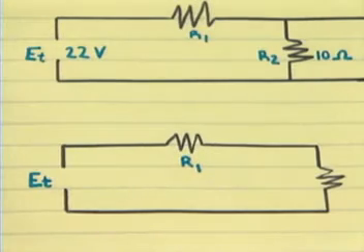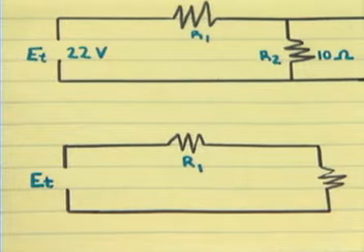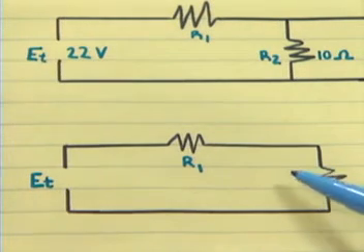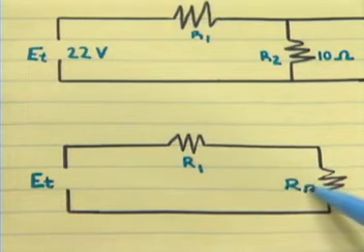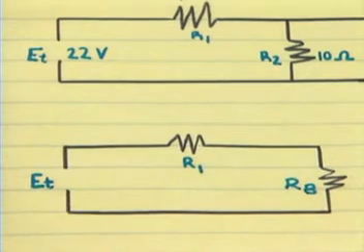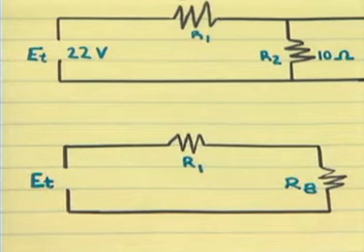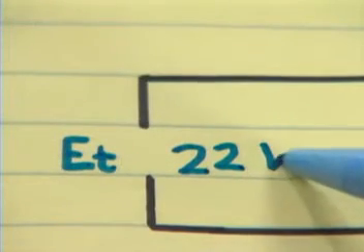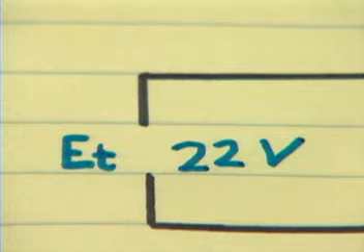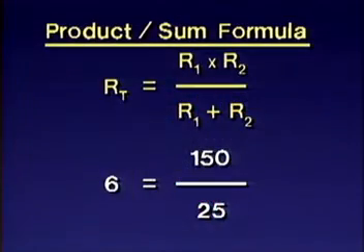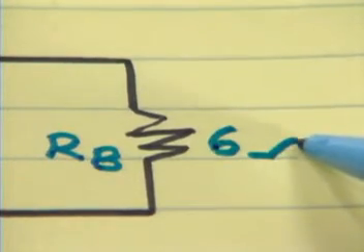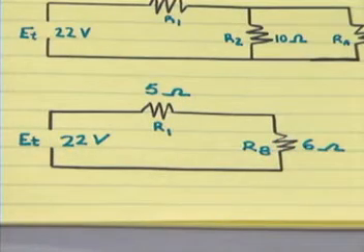You can now draw the circuit again. This time, you can combine R2 and RA into one equivalent resistor, which is connected in series with R1. Label this resistor RB. Keep R1 labeled as R1. The total voltage is still 22 volts, so record 22 volts on your drawing. R1 is 5 ohms. On your drawing, record 5 ohms above R1. Finally, you just determined RB to be 6 ohms, so record 6 ohms next to RB. When you're finished, your circuit should look like this, with all points labeled appropriately.